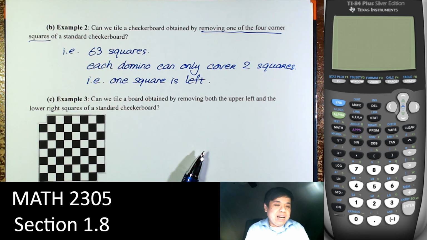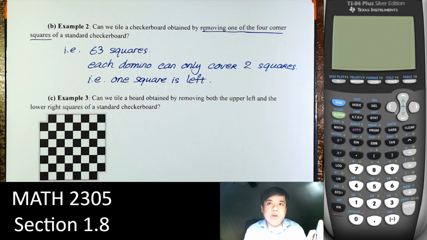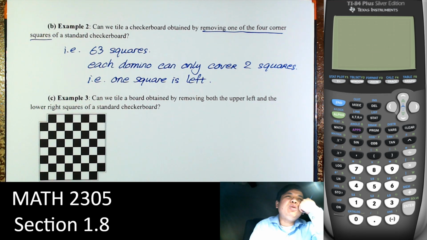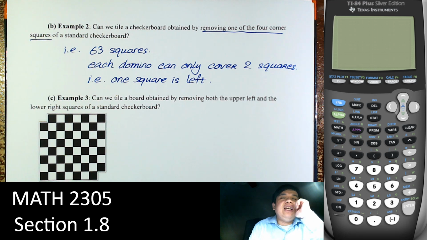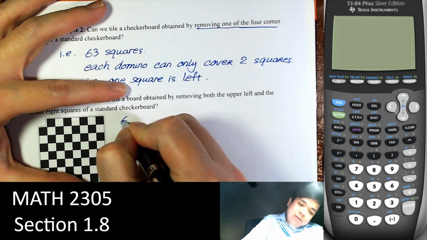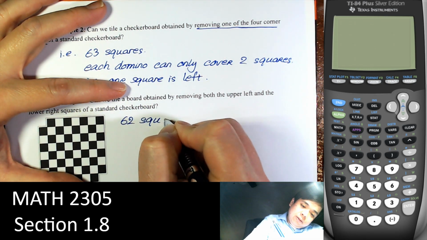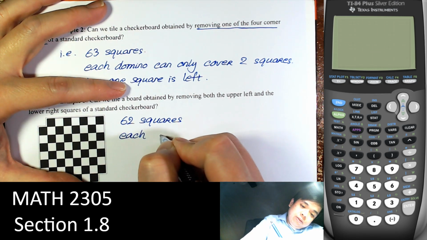That's easy. Now, how about if we remove 2 corners? Can we still fill it with dominoes? First we think, well, 64, if we remove 2 corners, we have 62. And each domino can cover 2. So the answer should be yes, right? Think about that. Now we remove 2, so we have 62 squares, and each domino covers 2.